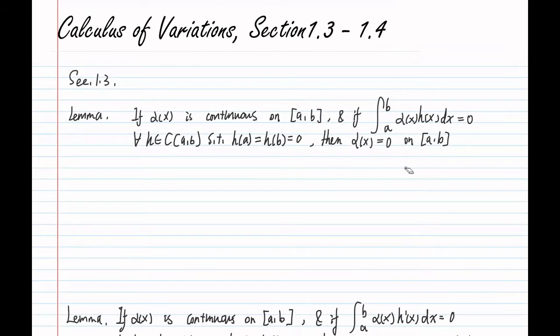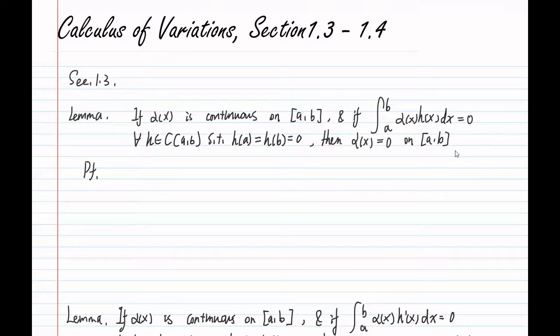The first lemma is a pretty basic one. It states that if alpha(x) is a continuous function on the interval [a,b], and if for any h in the space of continuous functions on [a,b] with h(a) and h(b) equal to 0, the integral of alpha times h is 0, then alpha would necessarily be 0. This is pretty intuitive, but how do we put it in a rigorous statement? We can use a proof by contradiction.